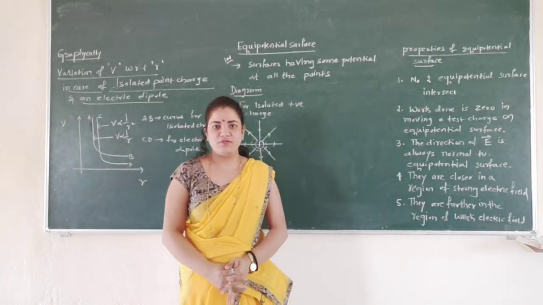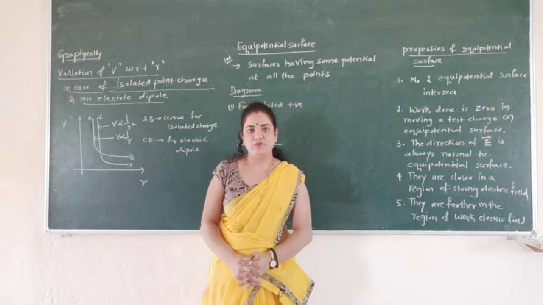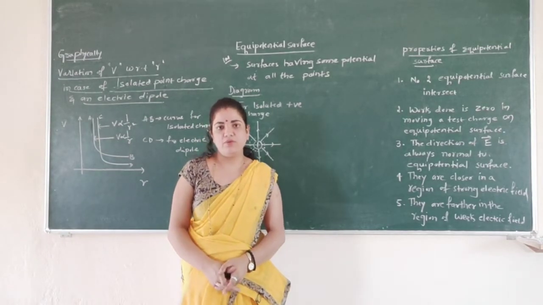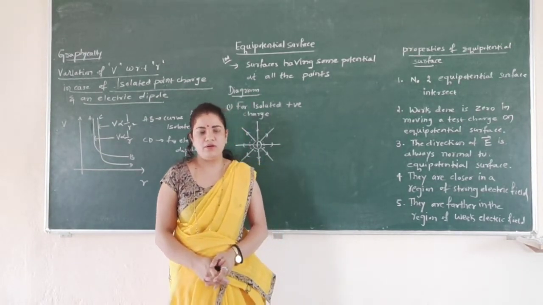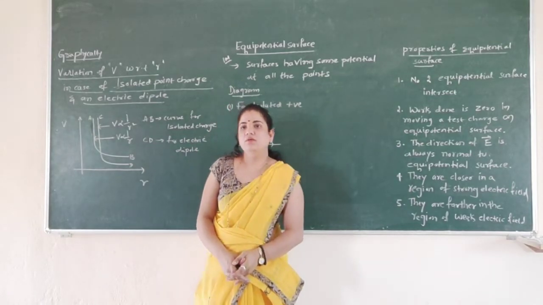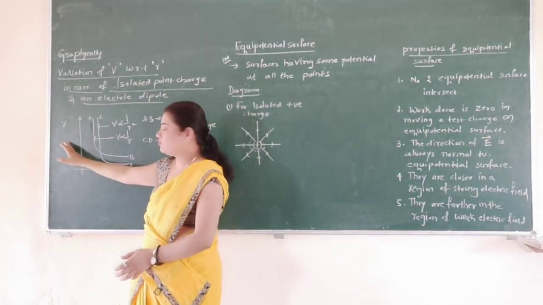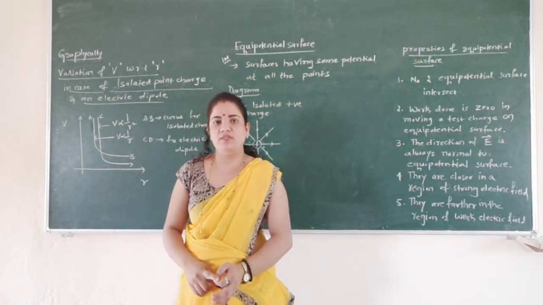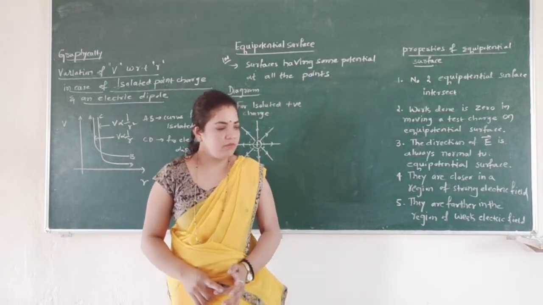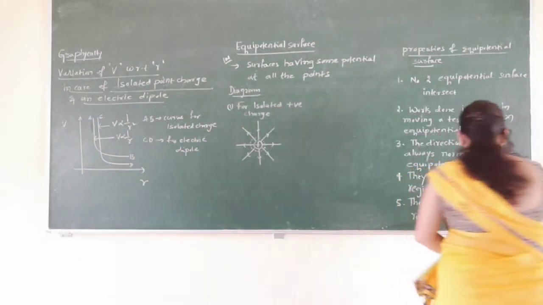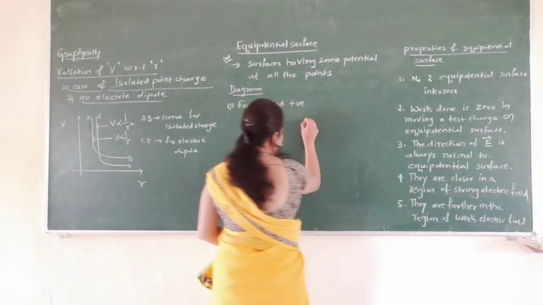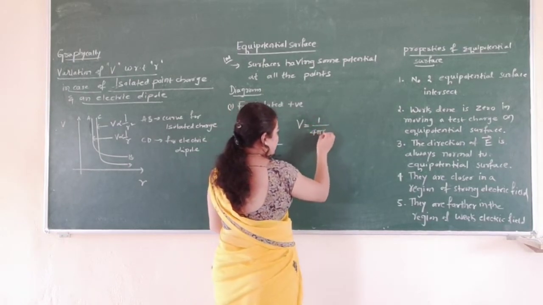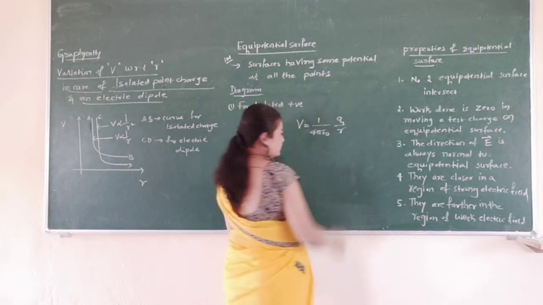Good afternoon, dear students. In the last class, we derived the expression for electric potential at any general point due to an electric dipole, and different cases also we discussed. Here we came to know the equation for electric potential for an isolated charge as well as for a dipole. For an isolated charge, the electric potential is given by V equal to 1 divided by 4 pi epsilon naught, Q divided by R.